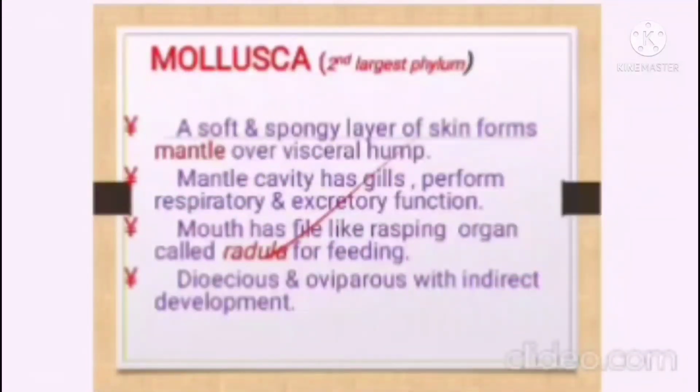Okay. Dioecious, oviparous. Dioecious means male and female are present in different organisms. Oviparous means they lay eggs, with direct development. Okay. So the young ones will not resemble the adult.